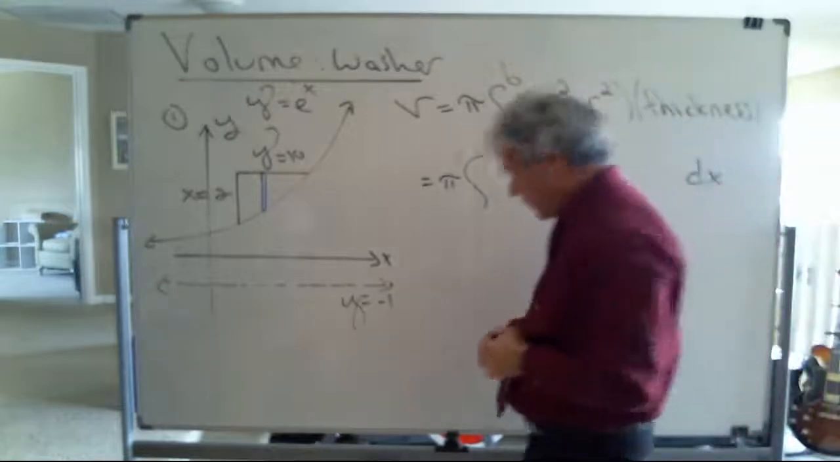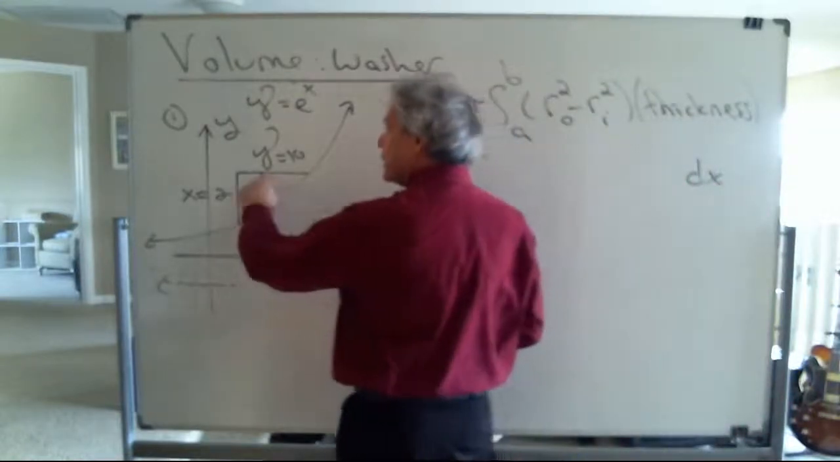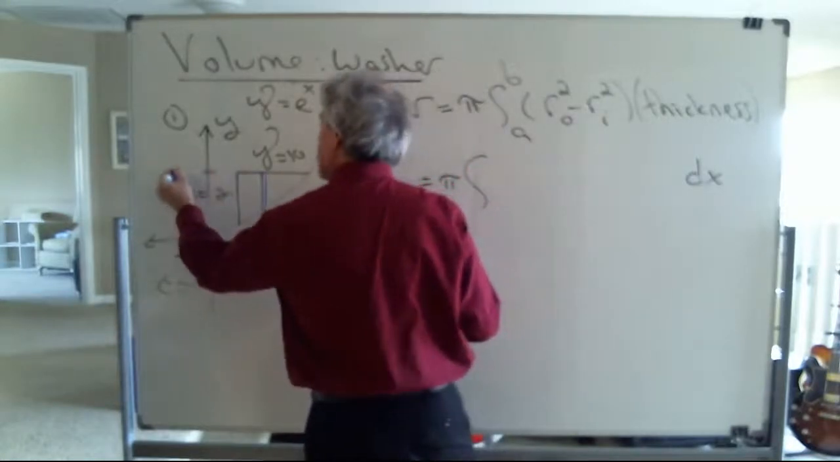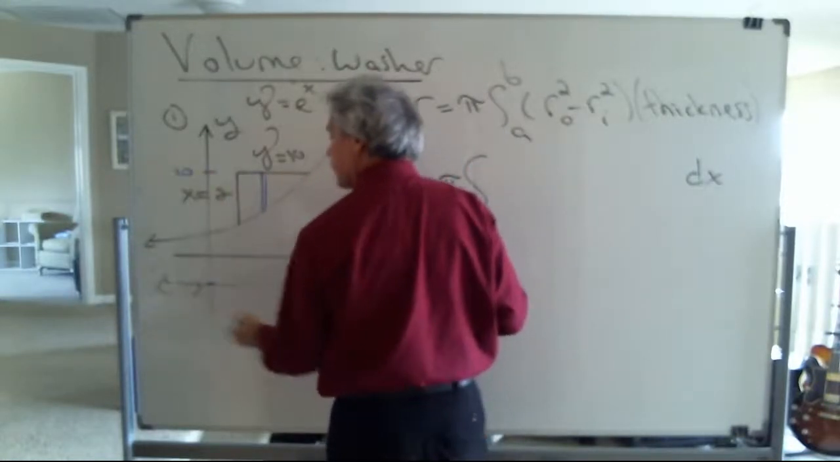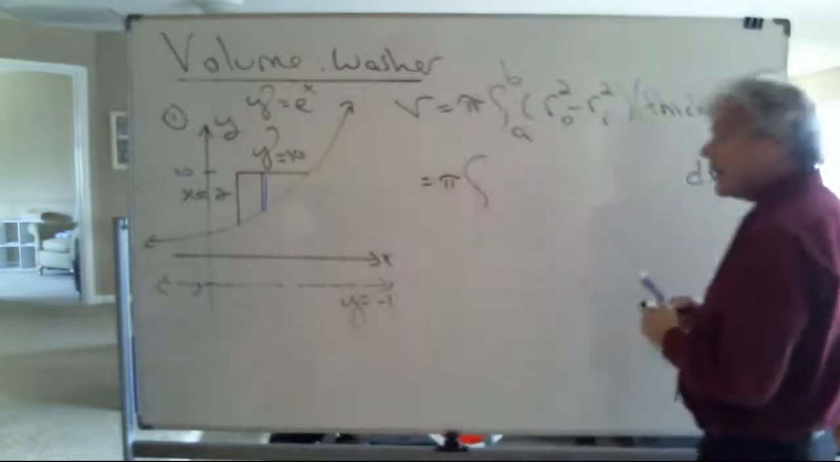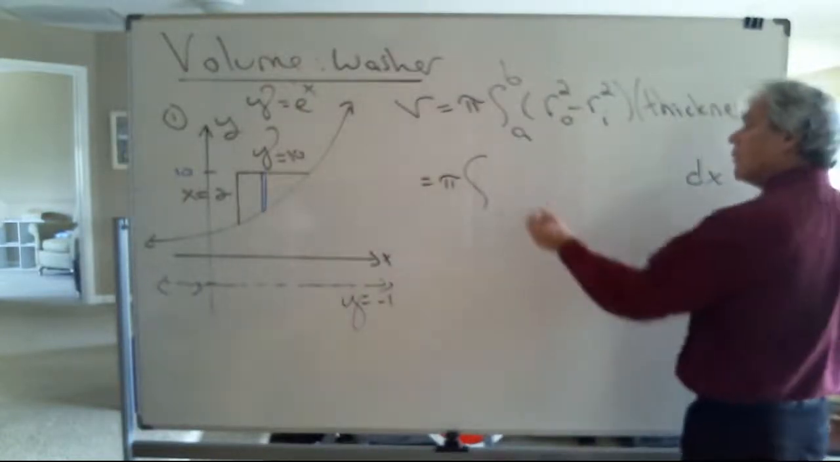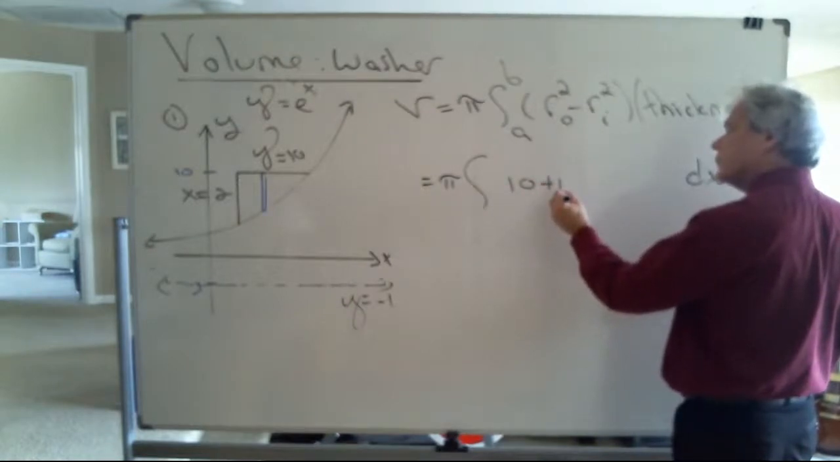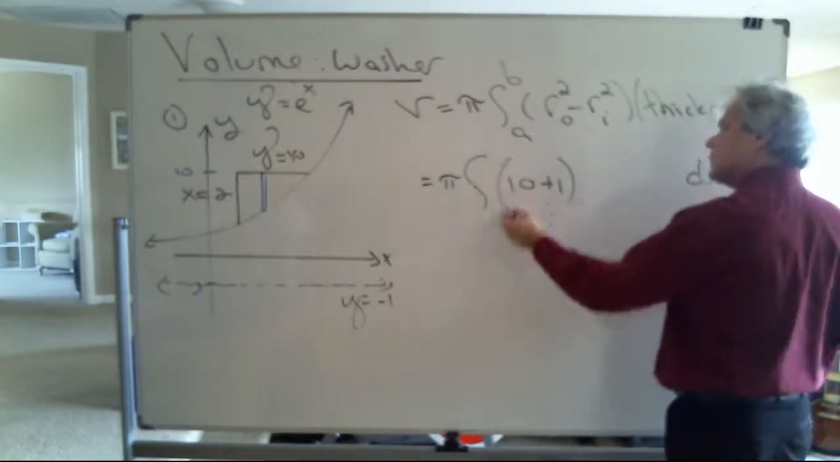Now, the outer radius is nothing more than this large y value minus small y. But that large y value is 10. The small y value is -1. And so here's the outer radius, as I just said, the large y value minus the small y value. But the radius is squared.